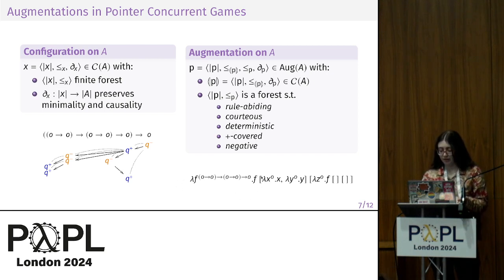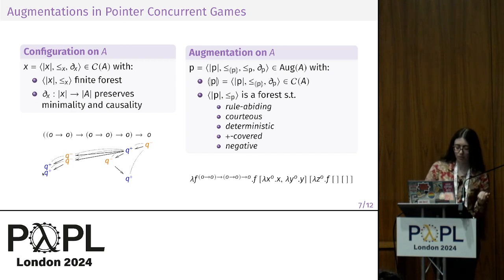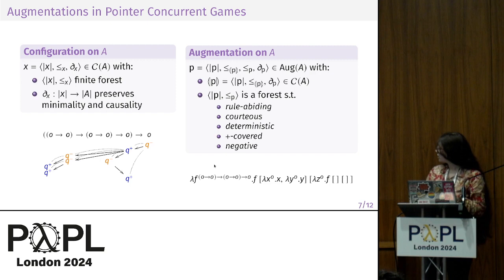And you can see that in the first argument of f, you have two elements. So here in that part of the arena, we have two opponent moves corresponding to lambda x dot x and lambda y dot y. And here we have lambda z dot f. So this is the main idea behind the isomorphism.